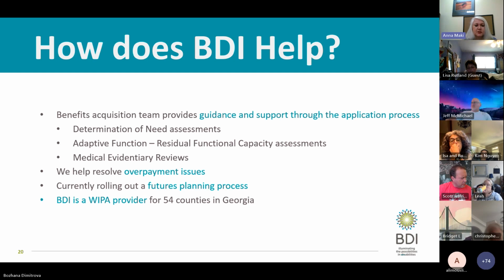For complex cases, I do a medical evidence review. Like if there's a bunch of documents and we don't trust the adjudicator to sort through it all, then we will sort through it all and prepare a summary and a chronology of the medical records to give to Social Security. We also help with overpayment issues. We have a whole other seminar just on that. And we're a WIPA provider. So BDI, we try to do a lot to help with the Social Security process. Next slide, please.